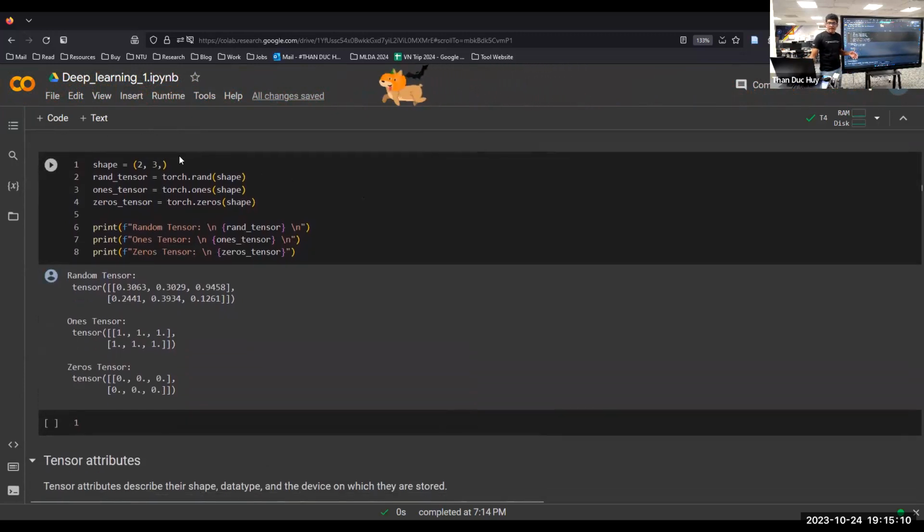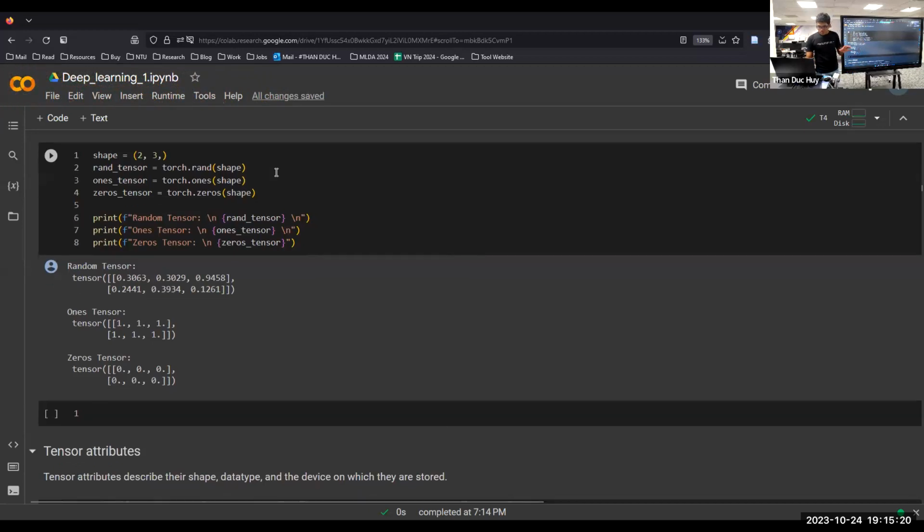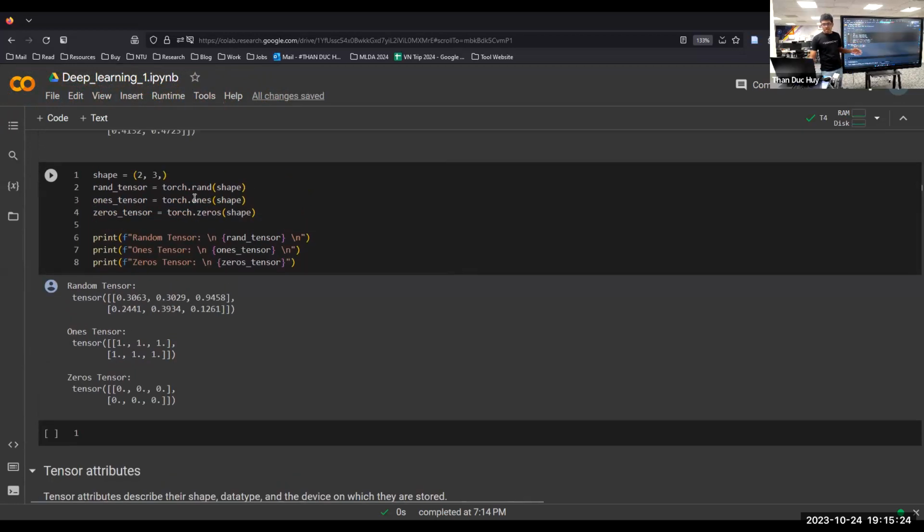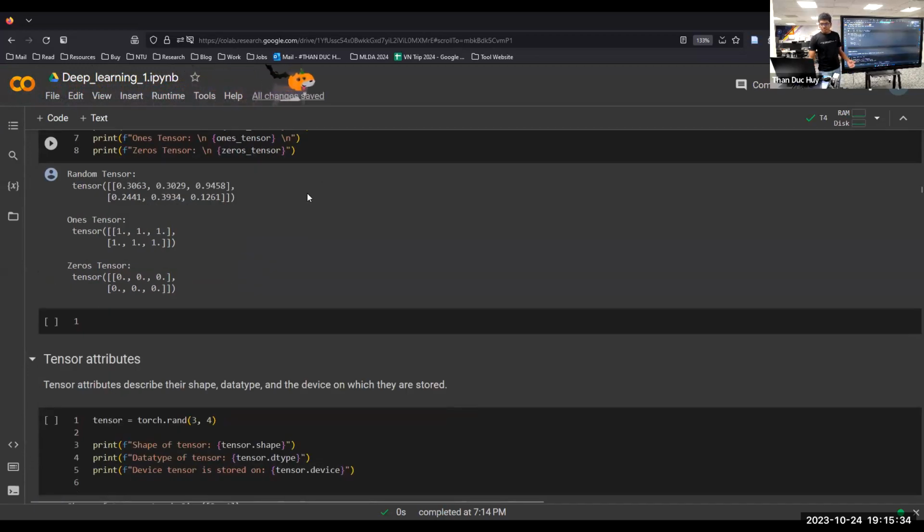You can also define the shape and then use the shape as a basis to create a new tensor. Basically, the shape of the tensor, I will be going into it later. As you can see, the first one is torch.rand. Rand means it just adds in random numbers, and ones just add in ones, and zeros just add in zeros.